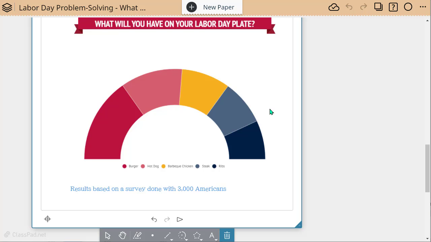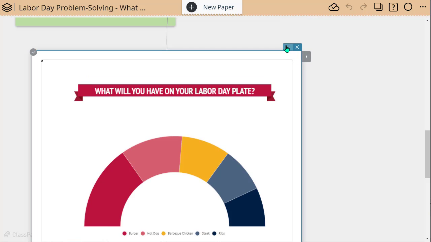So could I use things I know about circles to help me figure out more about this information? I'm going to try to find the angle degrees that each one of these is. It's a half circle. Can I find out the angles, and how will that help me figure out a percentage of the 3,000? So that might be where I go.